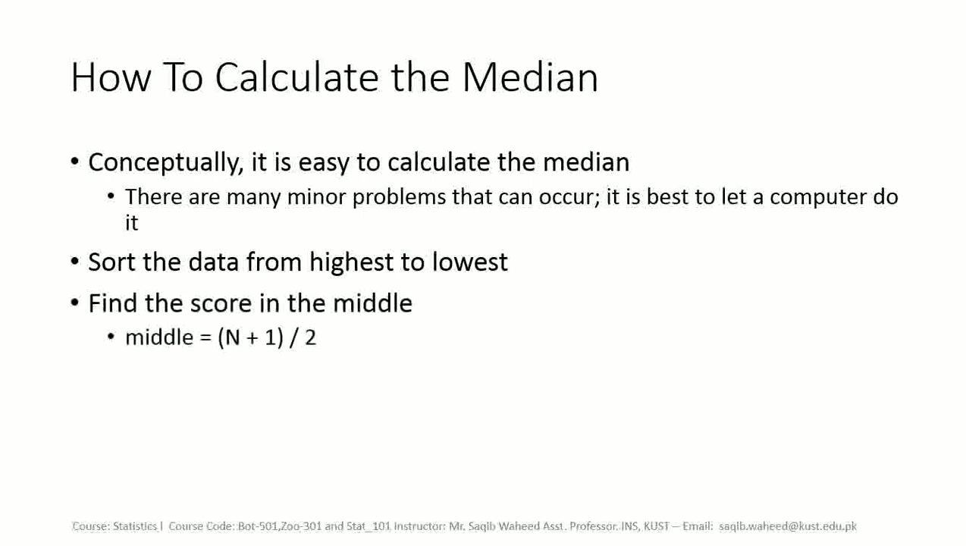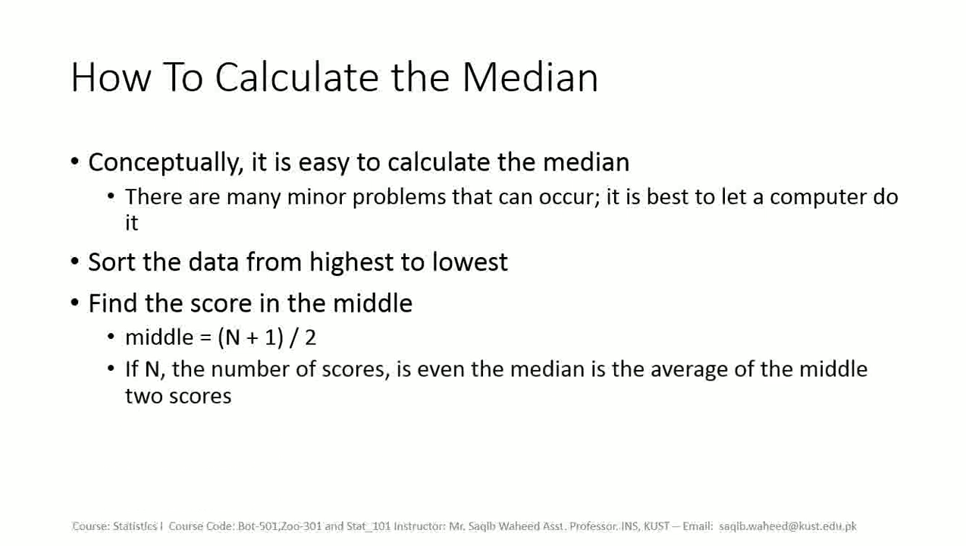Now, how to find the middle term? With the help of this formula, (n plus 1) divided by 2, where n means the number of scores or the total number of observations. If the number of observations is even, the median is the average of the middle two scores.